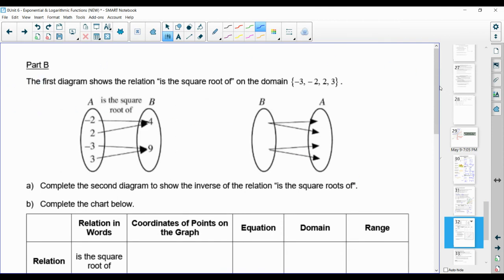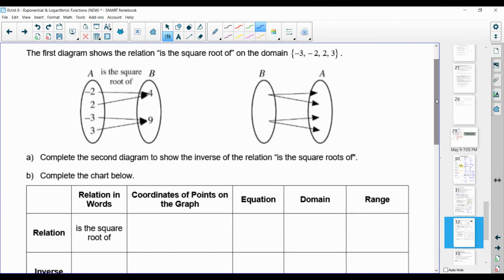We've got another example here, and it says the first diagram shows the relation is the square root of. So -2 is the square root of 4. 2 is the square root of 4. -3 is the square root of 9, and so on. And we're asked to complete the second diagram to show the inverse of the relation.